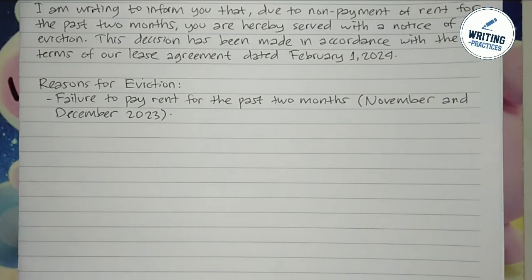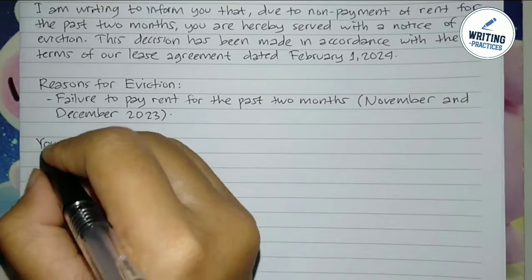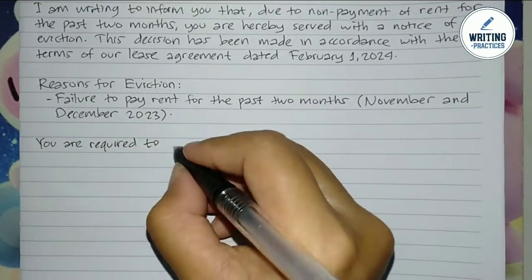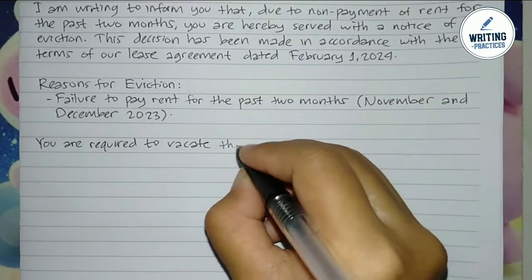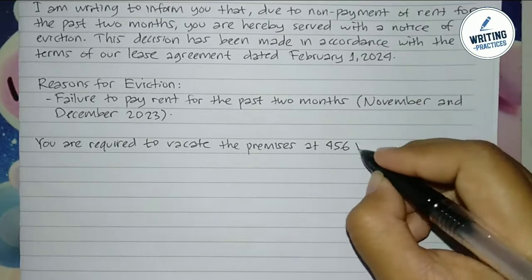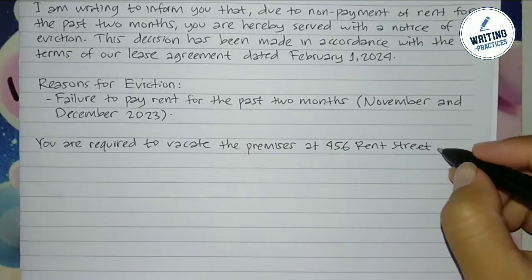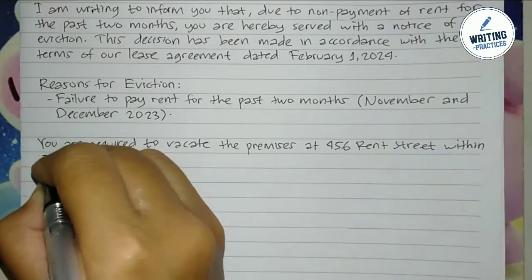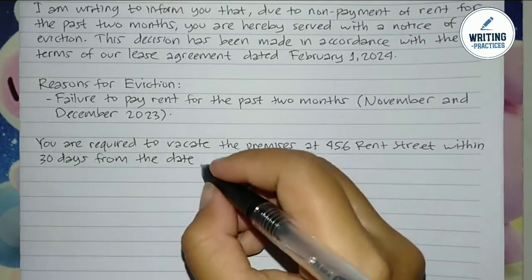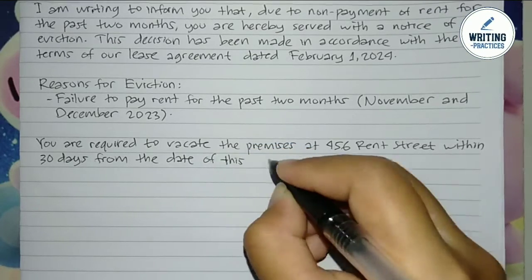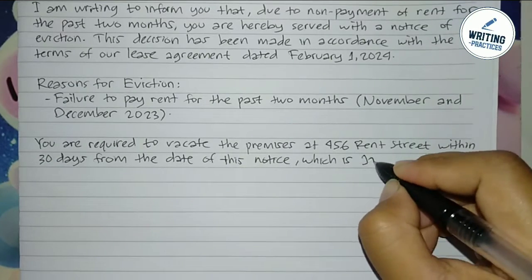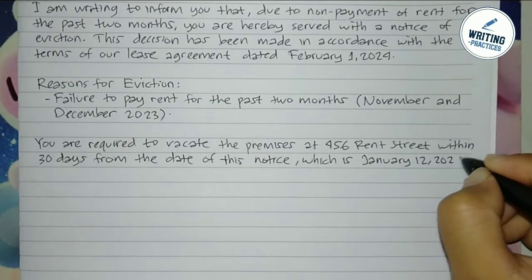In the third paragraph, this is where you talk about eviction notice period. It means, you can specify the deadline for the tenant to vacate the premises. In this case, within 30 days from the date of the notice. And this is the example. "You are required to vacate the premises at 456 Rent Street, within 30 days from the date of this notice, which is January 12, 2024." Sure, you have to modify the details of the date and address based on your situation.